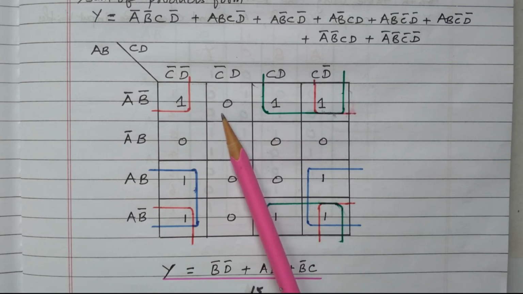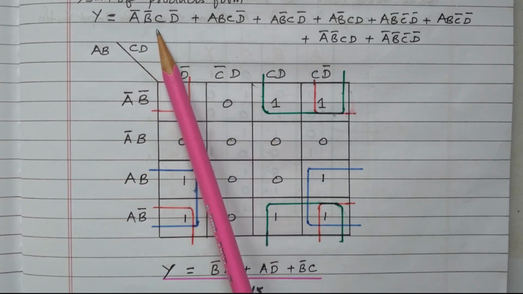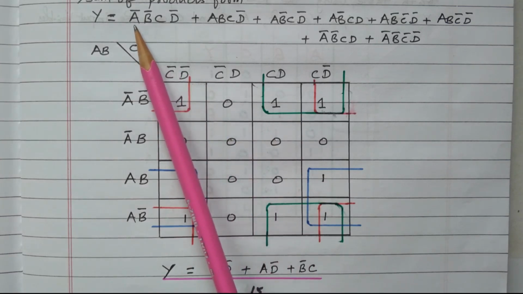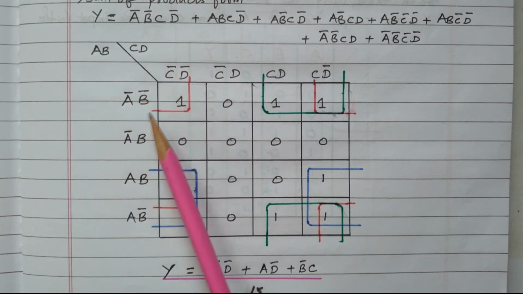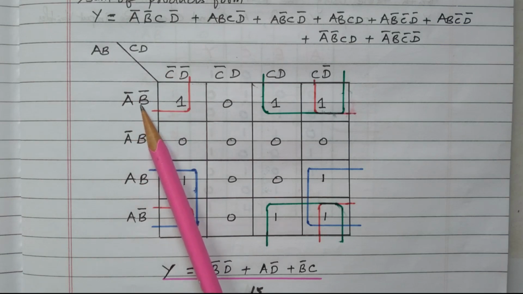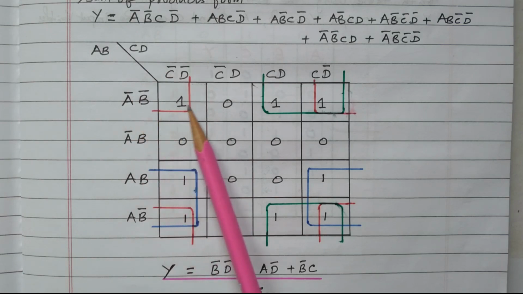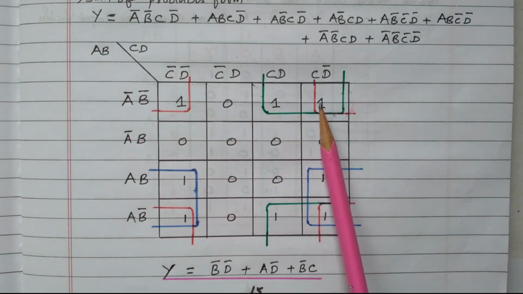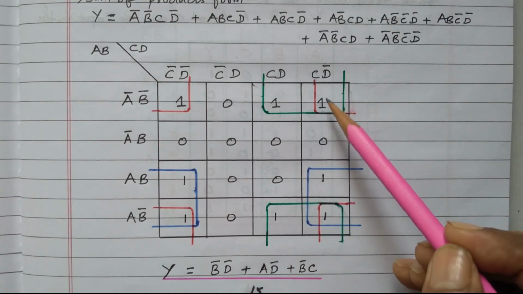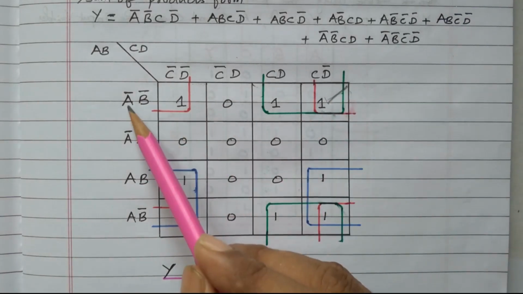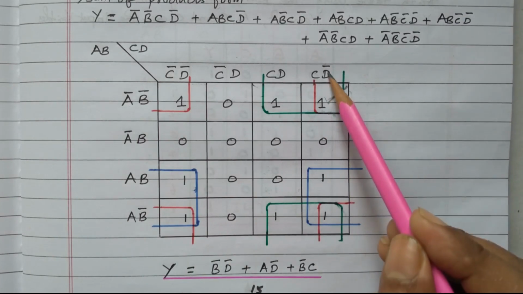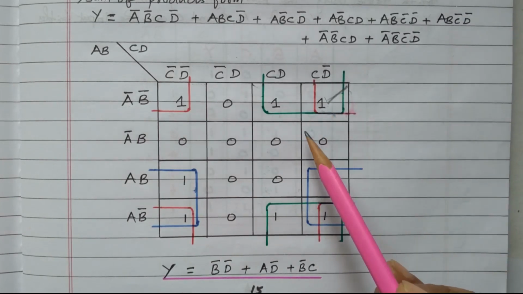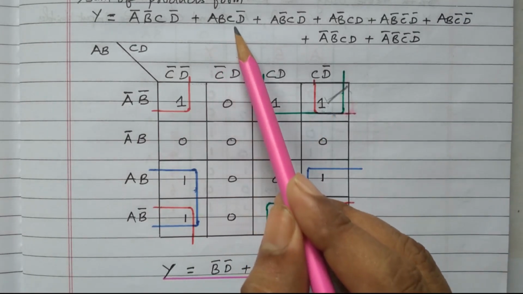Now we'll plot the given terms in the K-map. A bar, B bar, C, D bar. First we'll see where is A bar, B bar. So this is A bar, B bar. Then where is C, D bar? C, D bar is available here. This is nothing but the first term. Right, so term 1. Then A, B, C, D bar.